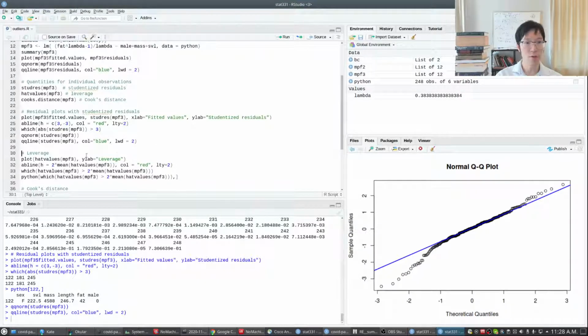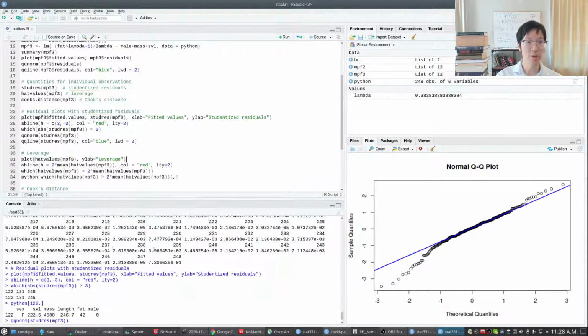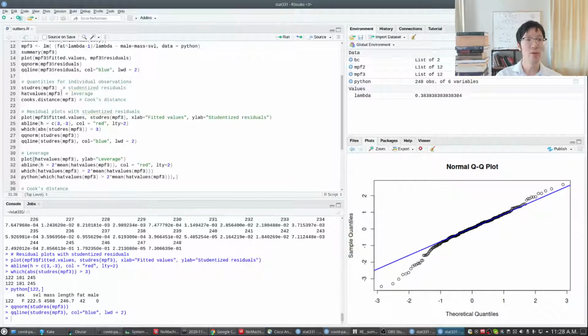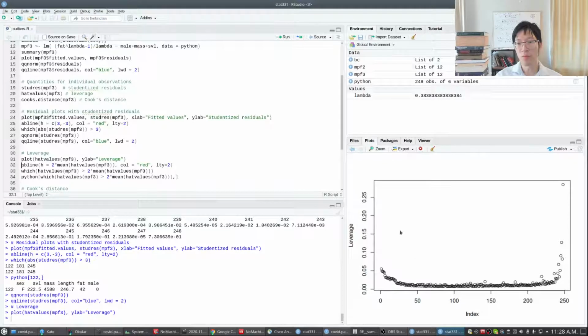Okay, so next let's look at leverage plots. We can plot the leverages as a function of the index of the observation. This will just plot all the hat values that we could extract using the command we saw earlier for getting all the values of the leverages. Let's put them all on the plot so that they're easier to visualize. Okay, and so we notice here that most of the leverages are close to 0.